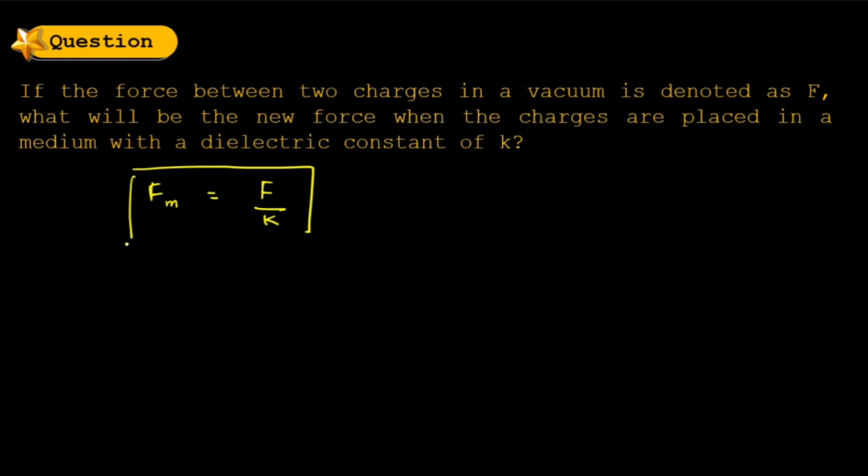Just remember the relation. In whatever medium we are putting our system, maybe it has some dielectric constant, maybe not. So that dielectric constant will actually reduce the force. Whatever medium we are dealing with, that medium will reduce the force by simply dividing the force by the medium's dielectric constant. That's it. You can directly remember this particular thing and use it as well. Let's move ahead.